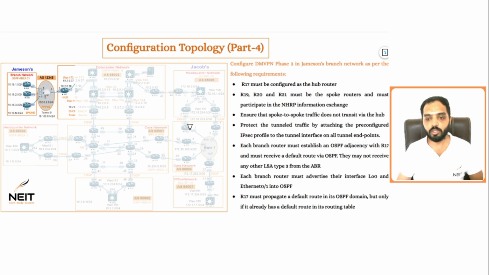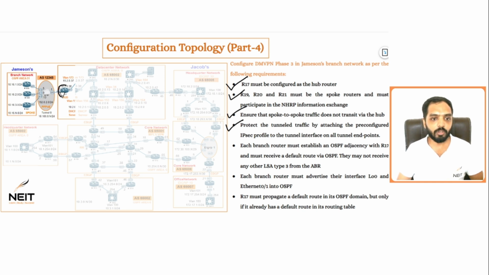So in today's part 4 we have to configure the DMVPN phase 3 in Jensen's branch router as per the requirement. The first requirement is that router 17 must be configured as a hub router. Routers 19, 20 and 21 must be spoke routers and must participate in NHRP information exchange. Then we have to ensure that the spoke to spoke traffic does not transit via the hub. Then we have to attach the pre-configured IPsec profile to the tunnel interface on all the tunnel endpoints.